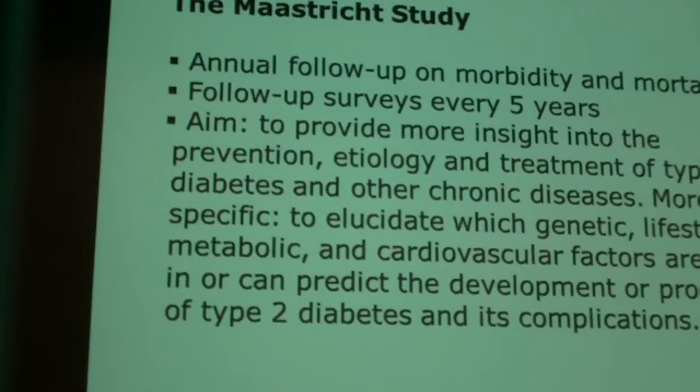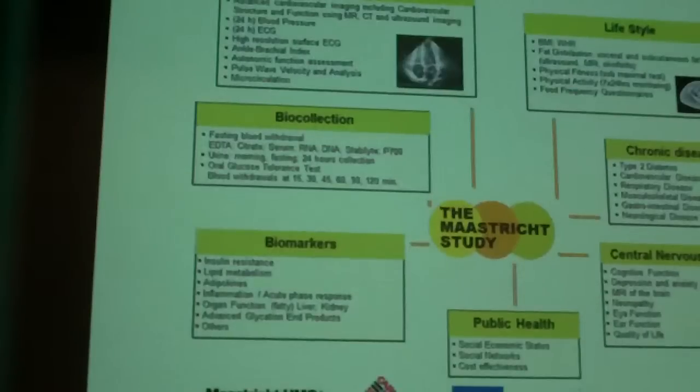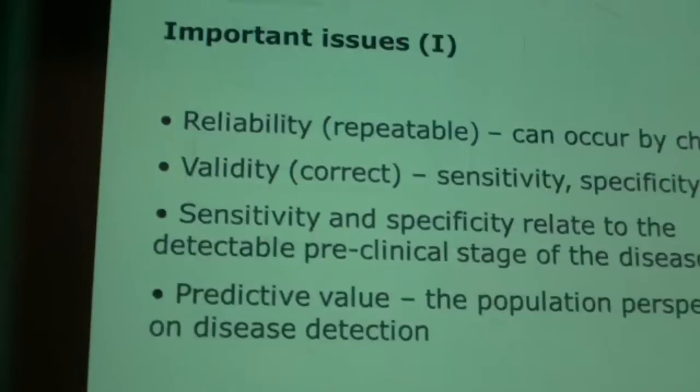In the Maastricht study, we will have a look at all these things, because we have an annual follow-up of morbidity and mortality. We have follow-up surveys every 5 years, and we aim to provide more insight in the prevention, etiology and treatment of type 2 diabetes and other diseases. More specifically, we look at genetic factors, lifestyle, metabolic and cardiovascular factors that are involved in or can predict the development and progression of type 2 diabetes and its complications. I've shown this slide before, so we look at every combination of lifestyle, cardiovascular phenotype, or anything else.